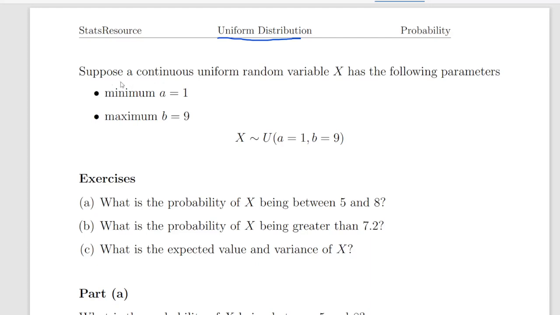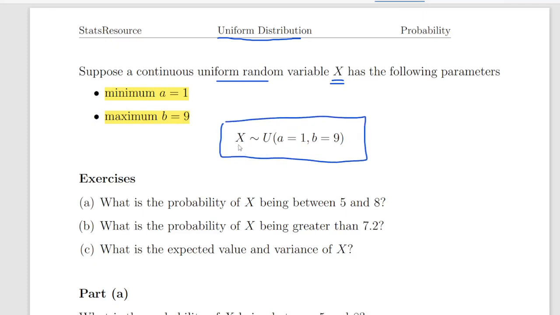But anyway, I digress. Suppose a continuous uniform random variable x has the following parameters. So the uniform distribution is characterized by an upper bound or an upper limit and a lower limit. Simple as that. It's a very straightforward one, really. Okay. Really, the point of the uniform distribution is actually just to learn about probability distributions and continuous probability distributions, just as a sort of warm-up, essentially, before you get into more challenging ones such as the normal distribution.